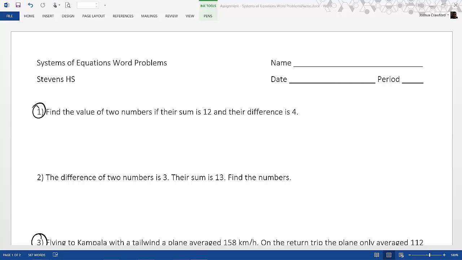Howdy, this video will cover the word problems worksheet for systems of equations. Okay, so we're going to go over numbers 1, 3, 7, 10, and 11.